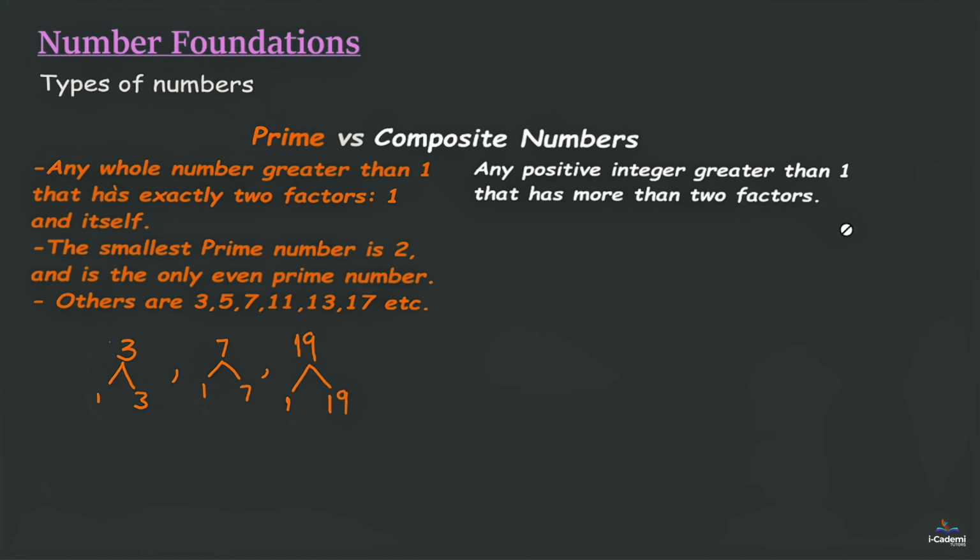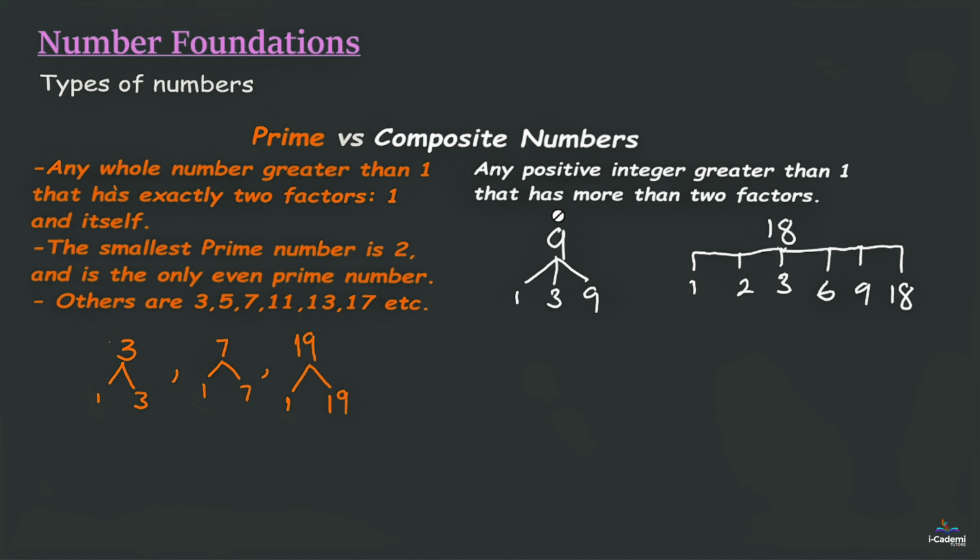On the other side of the spectrum, we have composite numbers. A composite number is any positive integer greater than 1 that has more than 2 factors. For example, the number 9 can be factored into 1, 3, and 9, giving it 3 factors. The number 18 has many factors, 1, 2, 3, 6, 9, and 18. Because they have more than just 1 and themselves as factors, they are composite numbers.